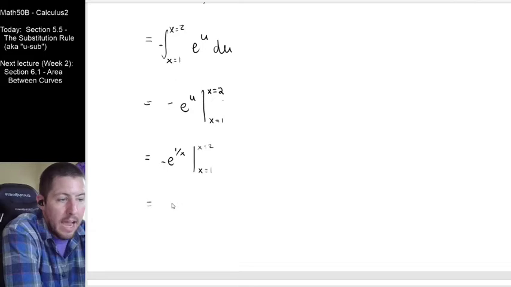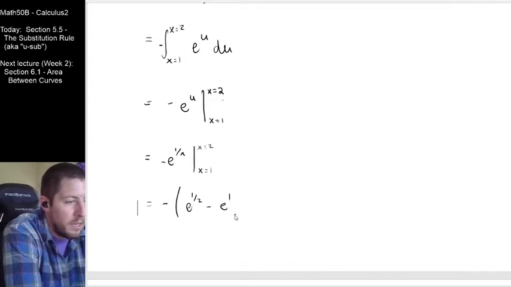So now I think I can actually go ahead and evaluate this guy. I'm going to do my upper bound, e to the 1/2, minus my lower bound, which should just be e to the 1.